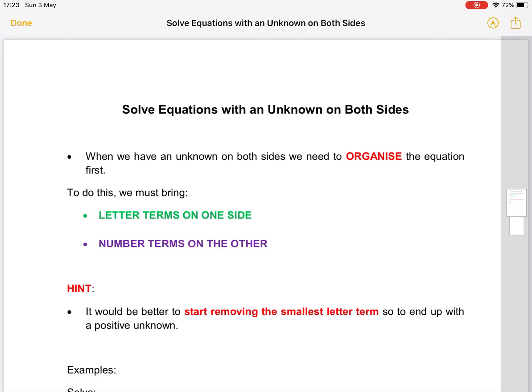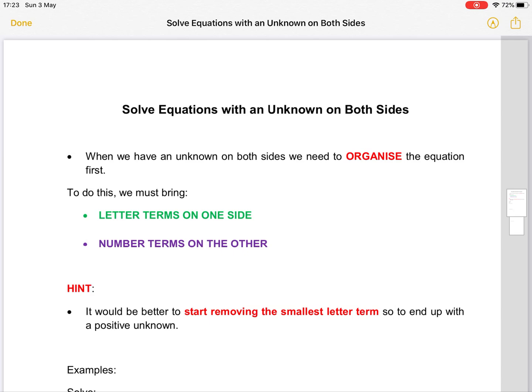Now, in this case, it is important that when we have an unknown on both sides, we need to organize the equation first. What does this mean? What does organize the equation first mean? It means that we must bring letter terms on one side of the equation and number terms on the other. Letter terms are those terms which have a letter, 2x, x. Okay, number terms are the numbers on their own. For example, 5, -10, and so on.